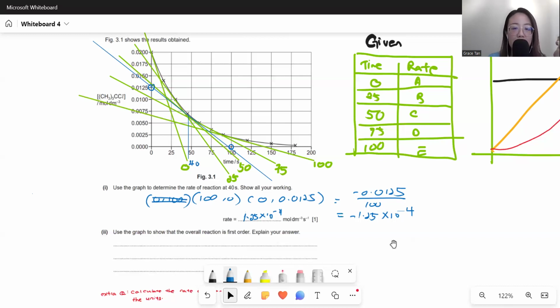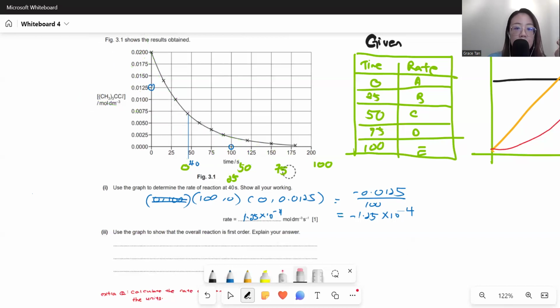Next, use the graph to show that the overall reaction is first order. This is actually making you do method number 3. I'm going to erase the rest of the line here. You want to draw construction lines in this curve. Let's just quickly gauge. I start from 0.02, I drop half, and I look here. Let's say the time taken is 30. So my first half-life, T half, is 30 seconds.